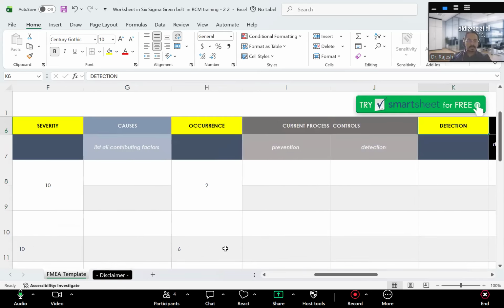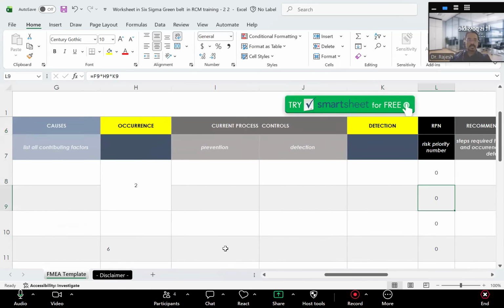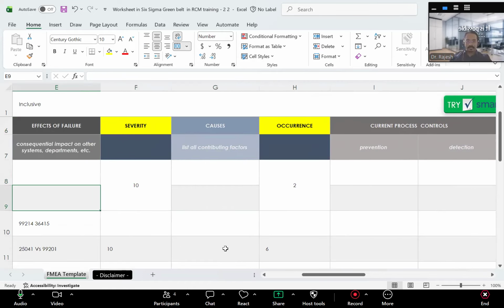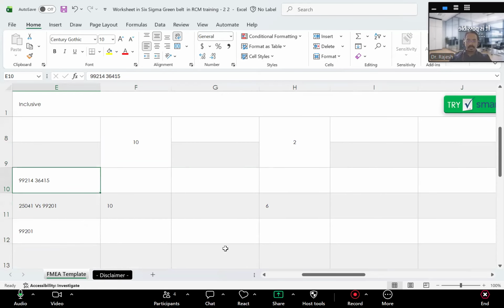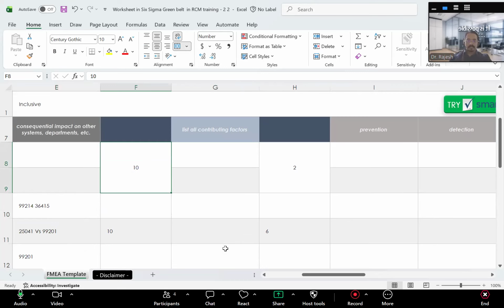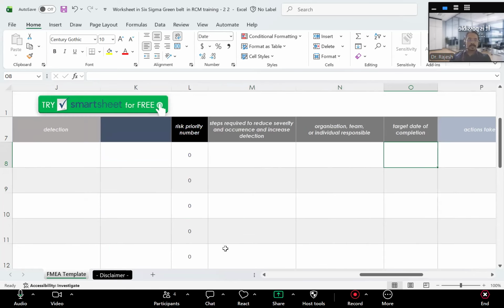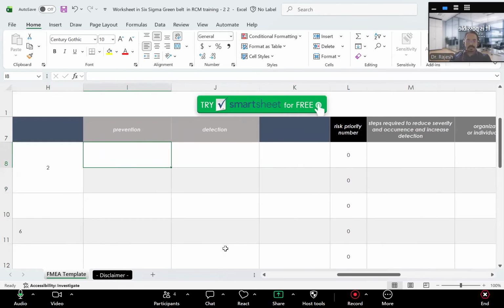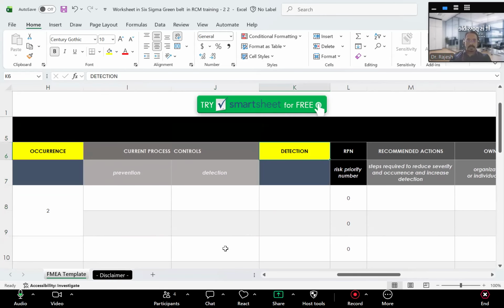The third parameter is the detection: how quickly I can detect. For example, can I identify this combination very quickly? Whenever the team enters anything wrong, if you are able to identify that situation, I am going to give a better rating. My detectability question is whether I am able to detect it or not.